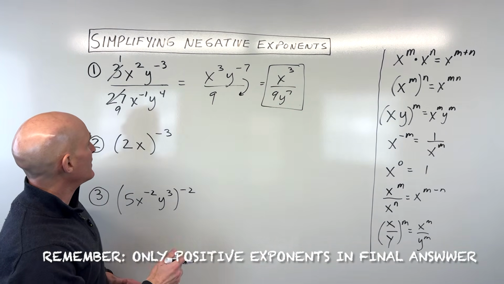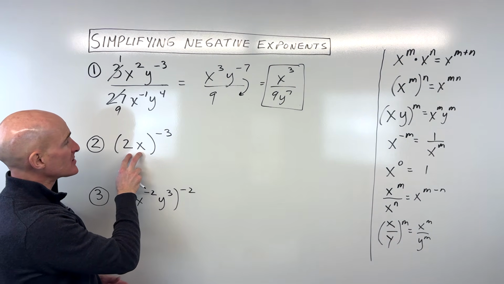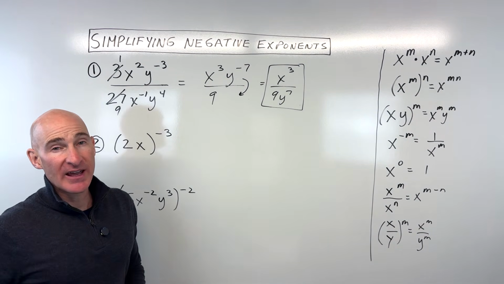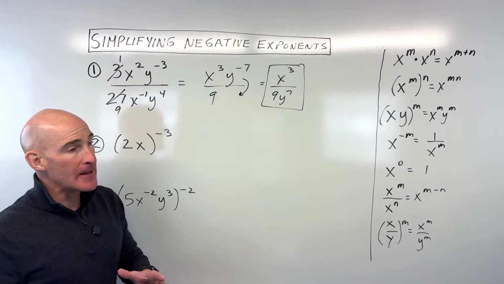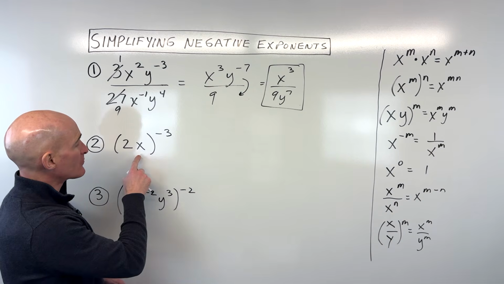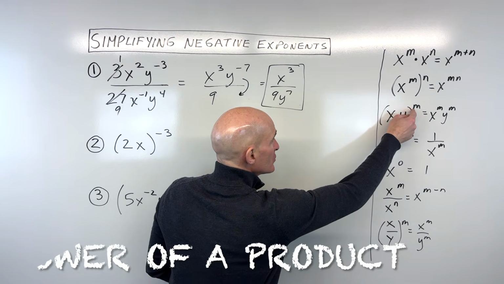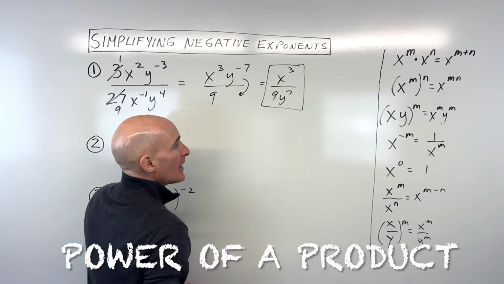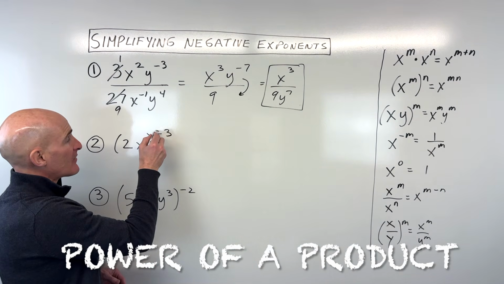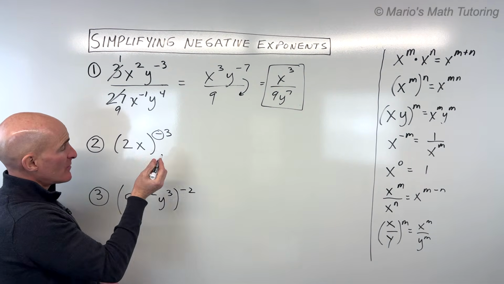So let's take a look at the next example, number 2 here. We've got 2x all raised to the -3rd power. We don't want that negative exponent. How do we simplify? There's a couple different ways to approach this problem. One way is you could use this rule right here where you distribute the power, like that. It would be x to the m, y to the m. Or you can say I've got this negative exponent here. That tells me to take the reciprocal of the base. So I'm going to show you that method.